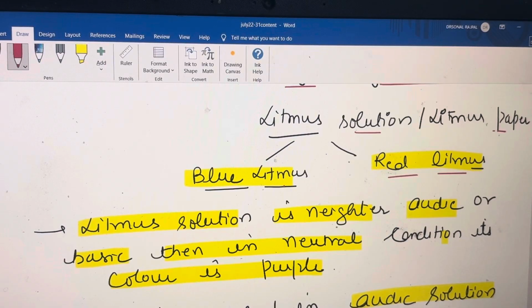And students, litmus solution is neither acidic nor basic. So in neutral condition its color is purple.